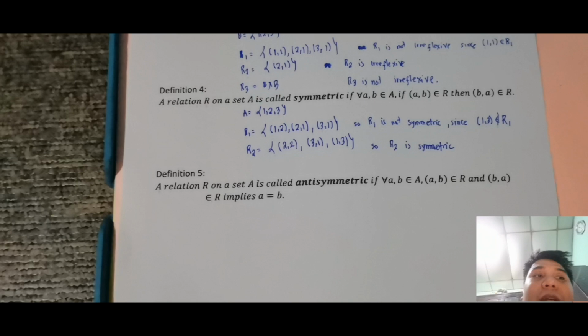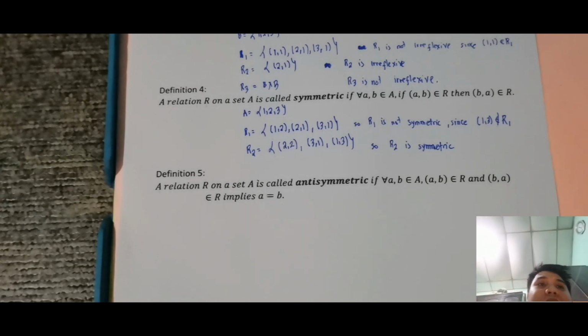So, the first condition is reflexive: for all A element of A, it must be an element of R. Since there is nothing in the empty set, automatically it is not reflexive. Remember that. Next question: is the empty set irreflexive?